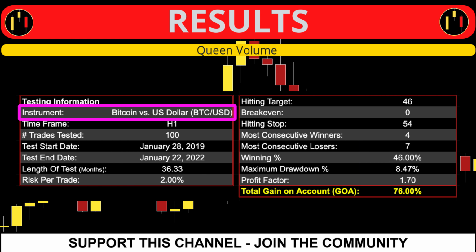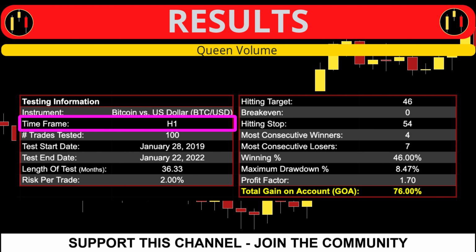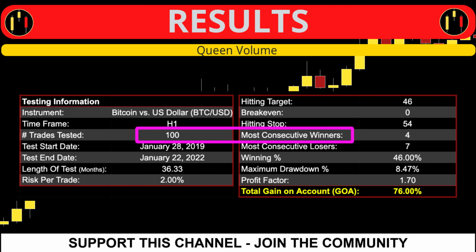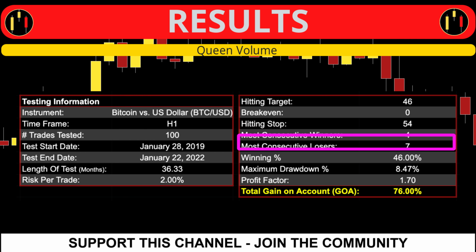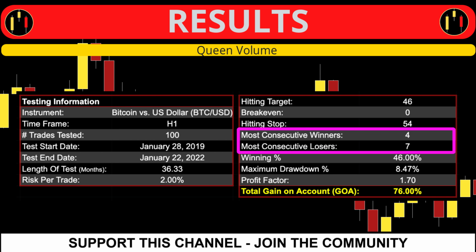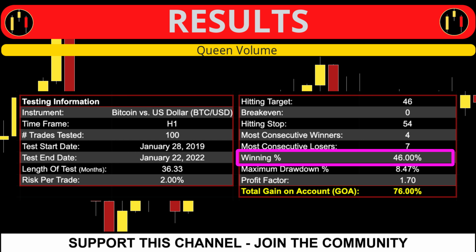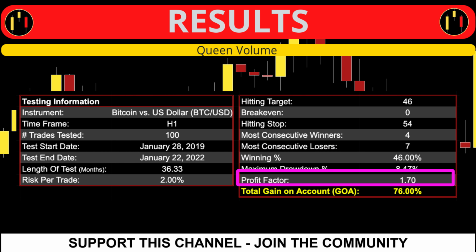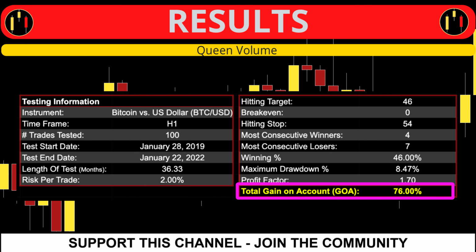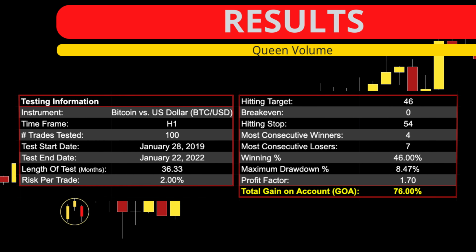This test was done on Bitcoin versus the US dollar 1-hour candlesticks. It took just over 3 years to find the 100 trades. Most wins in a row came in at 4, and most consecutive losses were 7, which provides for a disconcerting ratio. This dataset provided for a 46% win rate with a subpar 1.7 profit factor. The total gross gain on account came in at a good 76%.